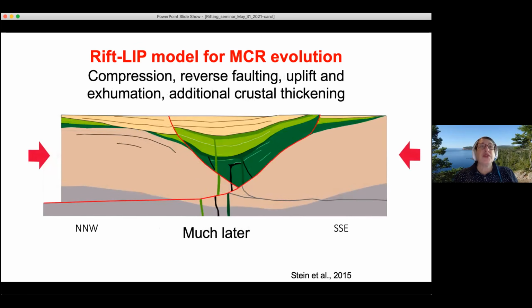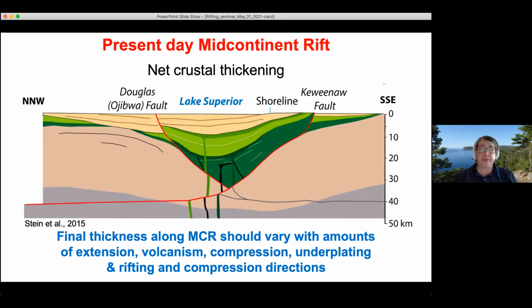Much later, there were a series of collisional events for North America that inverted and uplifted the rift. The original normal fault became a reverse fault. New reverse faults formed on the other side of the graben and resulted in uplift and erosion, in this case in Lake Superior, exposing some of the basalt at the surface today.